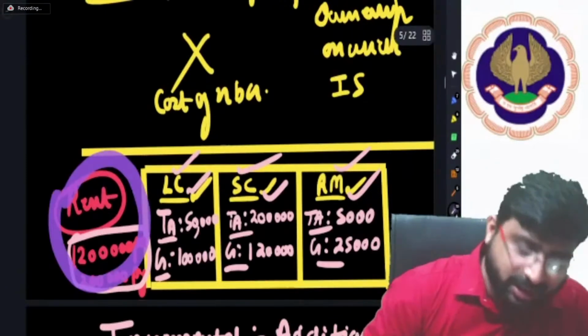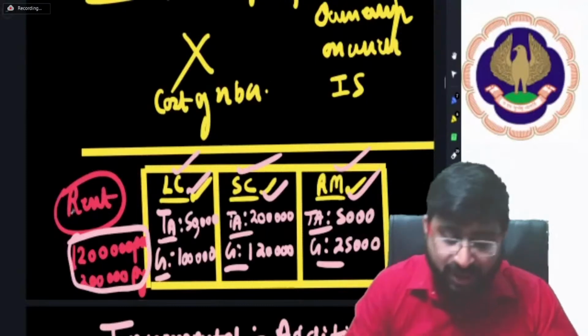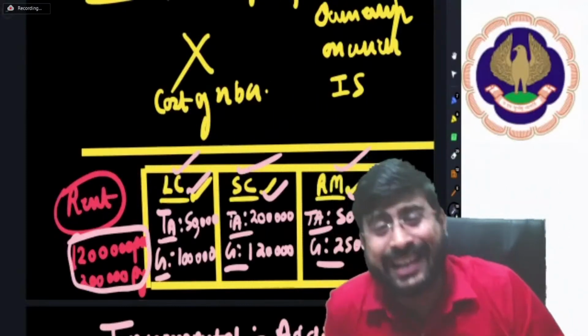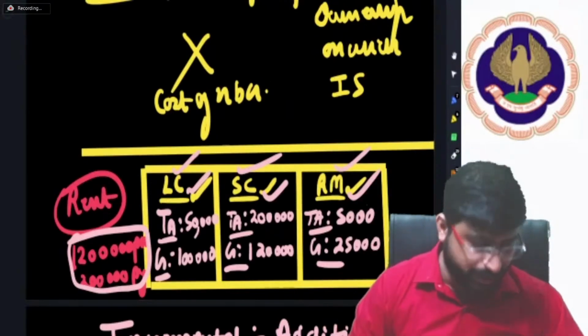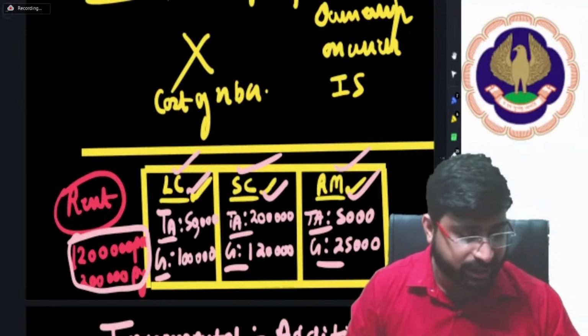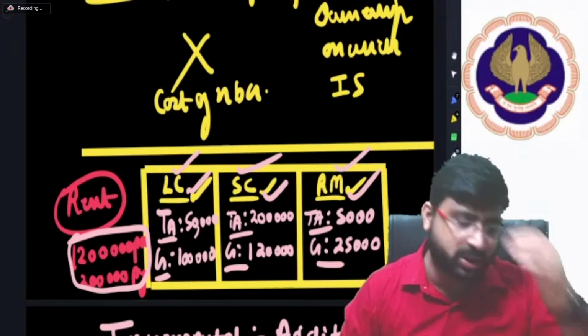But the rent here is untraceable. You cannot trace it because all the three cars are manufactured here. That, my dear friends, is untraceable or indirect cost in nature.